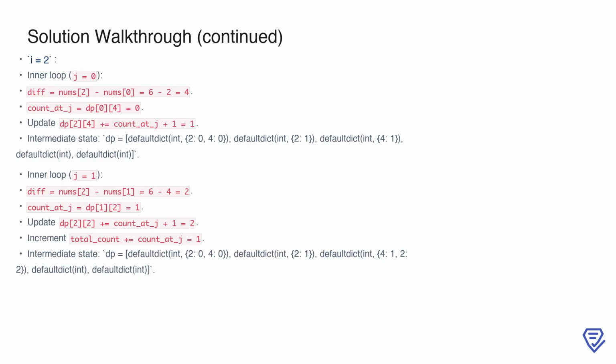Moving to j equals 1, the difference diff between nums[2] and nums[1] is 2. Here, count_at_j is 1 because there's a subsequence of difference 2 ending at index 1. We extend that subsequence and also add a new one, resulting in dp[2][2] being updated to 2. Importantly, since we extended an existing subsequence, we increment total_count by count_at_j, bringing it to 1. The intermediate state of dp now shows subsequences with differences 2 and 4 ending at index 2. This process highlights how the algorithm tracks and builds upon existing subsequences.